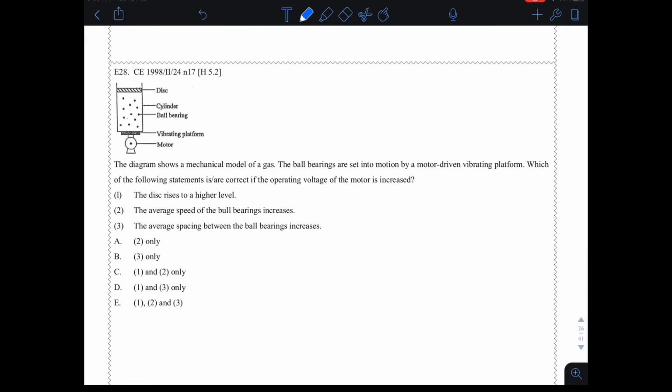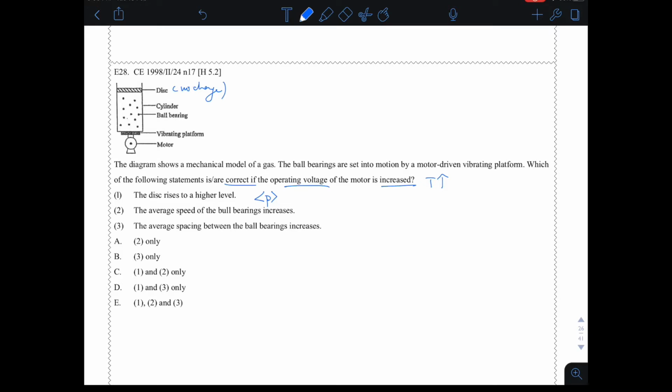Next, again a very similar setup, and this time you want to talk about the correct statement if the operating voltage increases. Operating voltage is related to the temperature increase. Then what happens? This will rise to a higher level. Then we have to talk about this by looking at the symbols. Because we are not changing the weight of the disk, we are keeping the pressure constant because the disk is not changed.